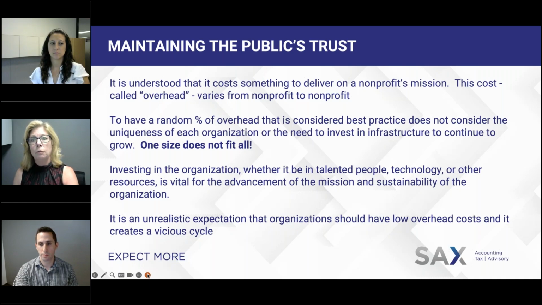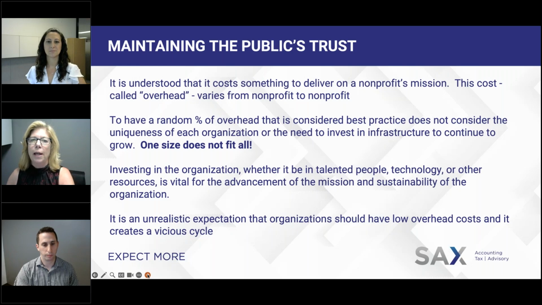I just went through a technology revamp, and it's going to be a one-time bump up in our overhead costs, and then it'll stabilize, right? Have those conversations with your funders and grantors. They actually want to learn and hear from you.